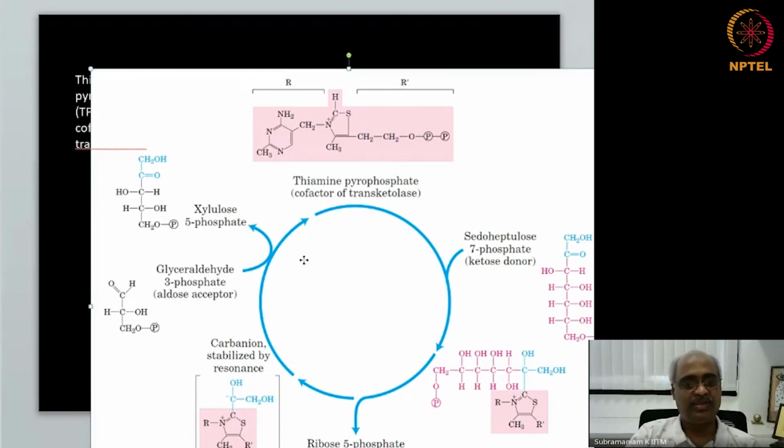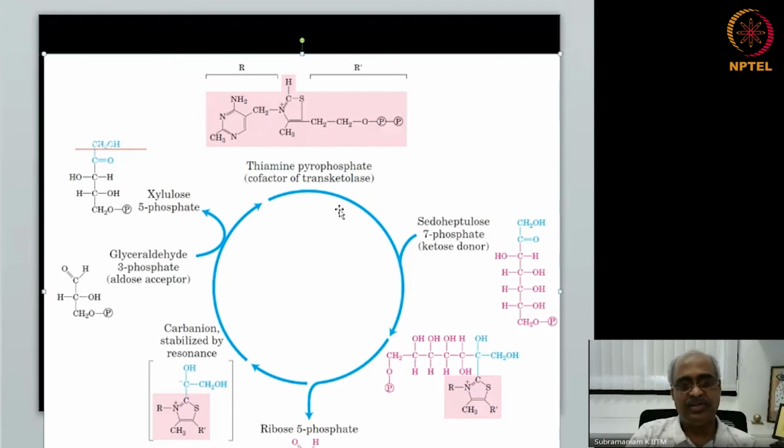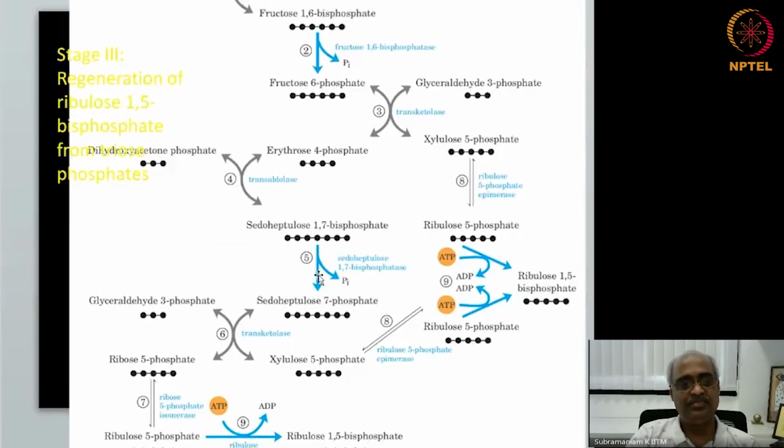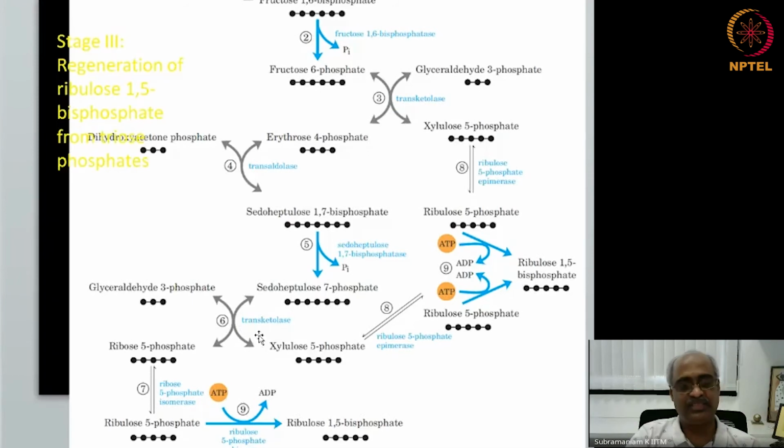So here you have the reaction where you have the entry of sedoheptulose 7-phosphate, the ketose. We are looking at that particular step. We are essentially looking at this transketolase. Okay, so this is our substrate here, and this is the other substrate.